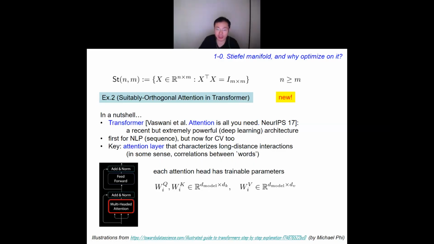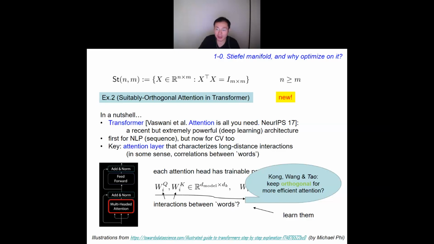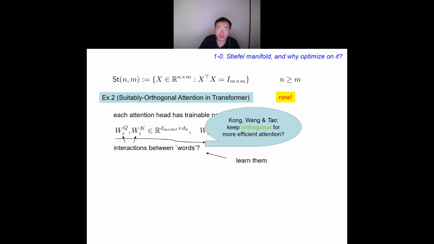Mathematically, each attention head has trainable parameters, like these weight matrices. Roughly speaking, these matrices characterize interactions between words. Of course, you don't know them a priori, so you have to learn them by training. And then we asked ourselves, if they characterize correlations between words, maybe we want to make these matrices orthogonal, so that you don't double count correlations and you have a more efficient characterization of the interactions. So we tried this idea. It requires replacing the original optimizer, which is in Euclidean space, by optimization on the Stiefel manifold.